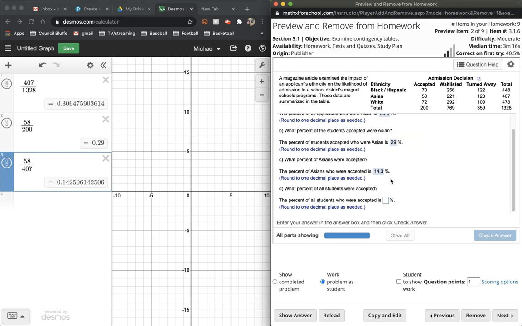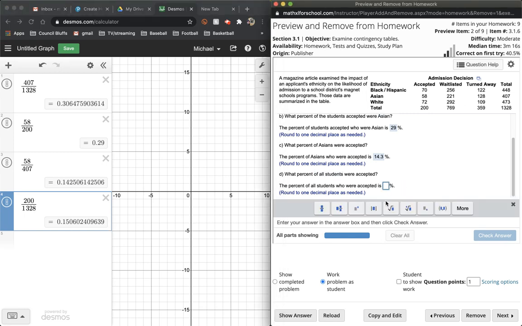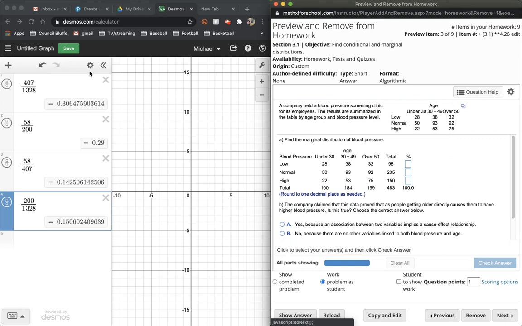Part D, what percent of all students were accepted? So out of all students, 1,328, how many of them were accepted? 200. So that's going to be 200 out of 1,328. Let's see, that'll be 15.1%. And that is it for number 2.